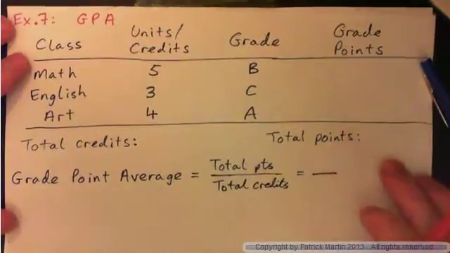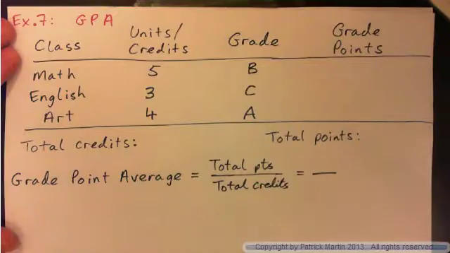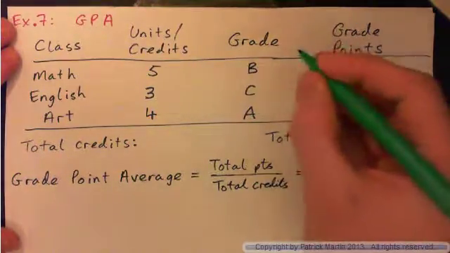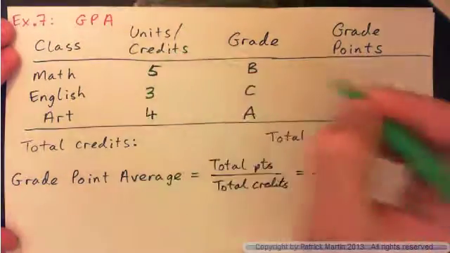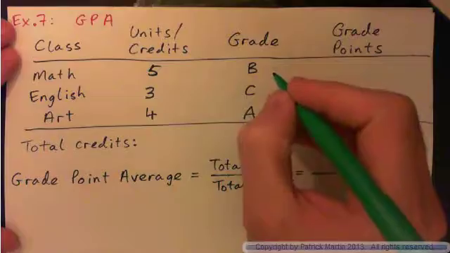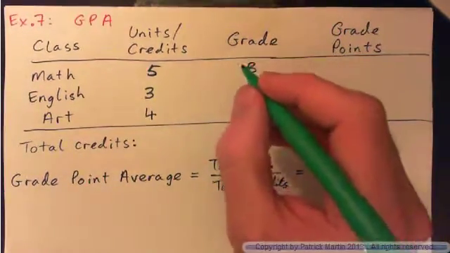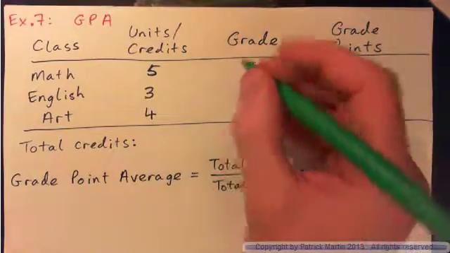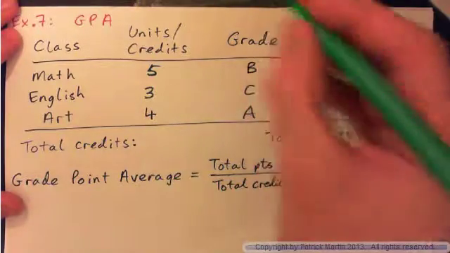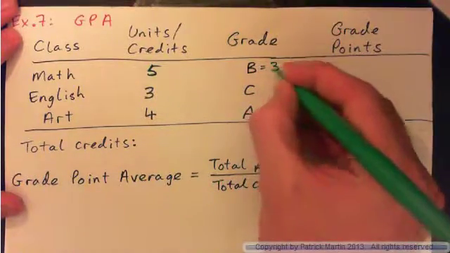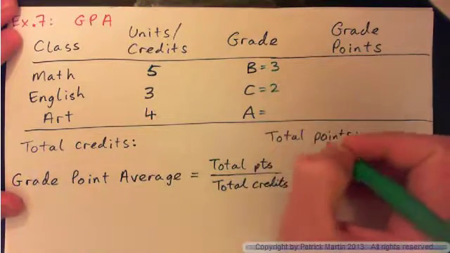Okay, we're going to look at GPA now. Here's how GPA works. You've got a class, let's say math. It's a 5-credit class. If you get a B, you're going to get 3 points per credit. Remember, a B is worth 3. A C, by the way, is worth 2, and an A is worth how much? An A is worth 4.